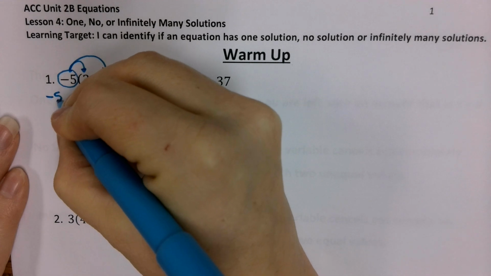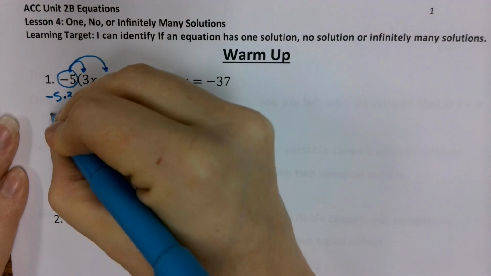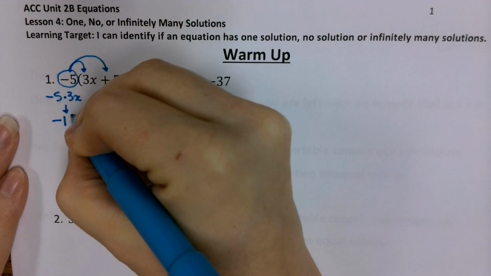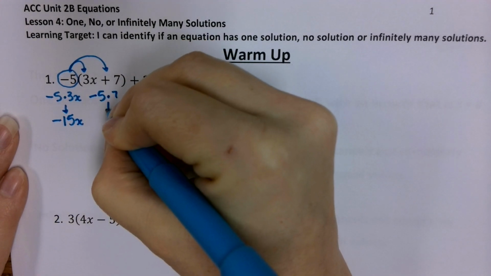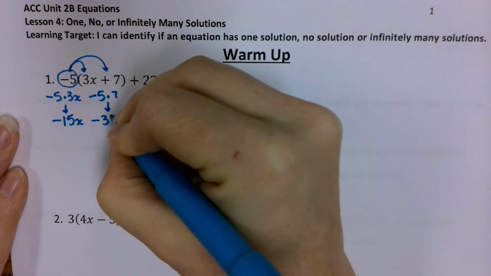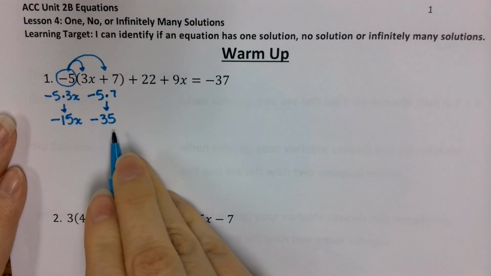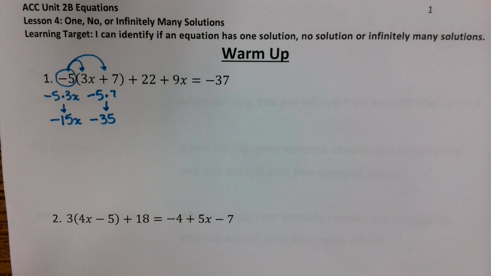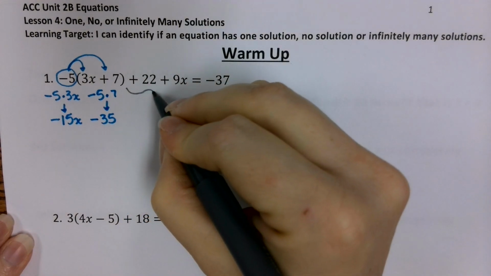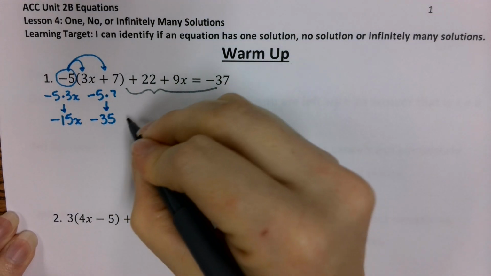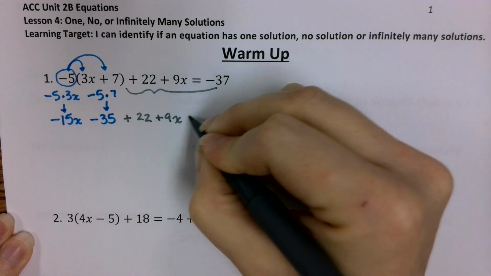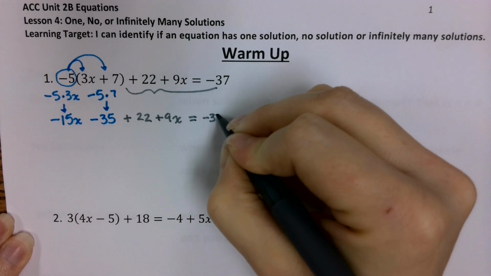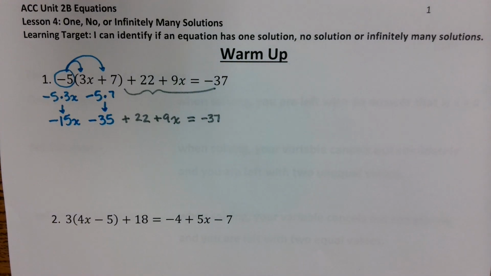So negative 5 times 3x is going to give us negative 15x. Negative 5 times positive 7 is going to give us a negative 35. So we have that portion. We still have the rest of our equation to bring down into our statement. So plus 22 plus 9x is equal to negative 37. So I've completed my distributive property.